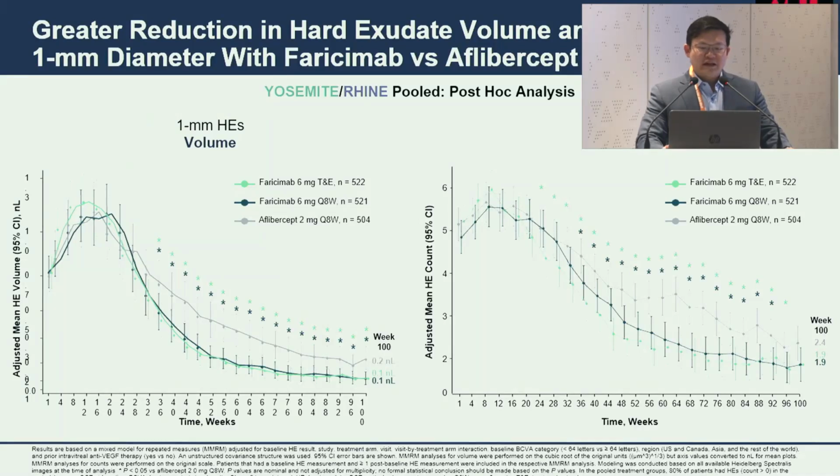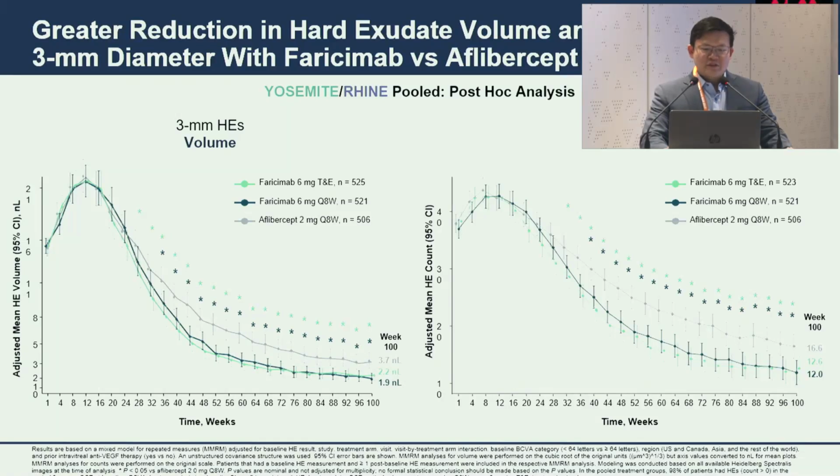These two charts look at the volume and count of these hard exudates with time. And as you can see, kind of something we expect clinically. When you first start to dry the retina, you may get a slight increase in the hard exudates, and then it starts to decrease over time. And in both these charts, you can see there is a quantitative greater reduction in both hard exudate volume and count in the central 1 millimeter field when you looked at the faricimab versus the aflibercept arms. And this was consistently also found in the 3 millimeter arms, so outside of the central subfield zone.